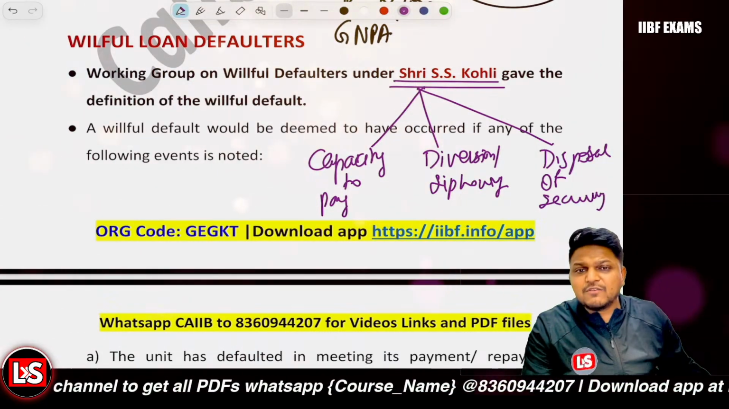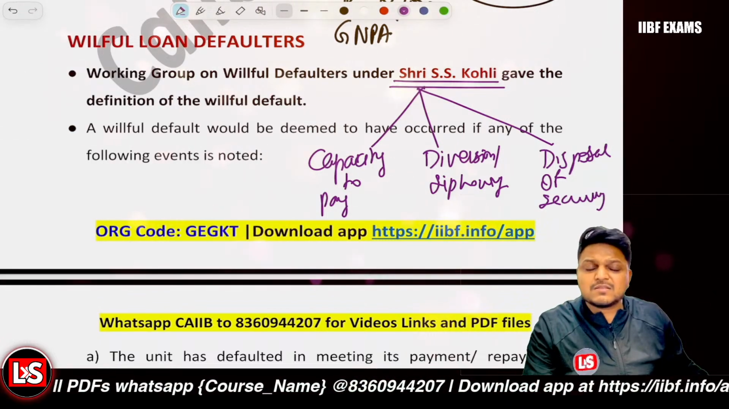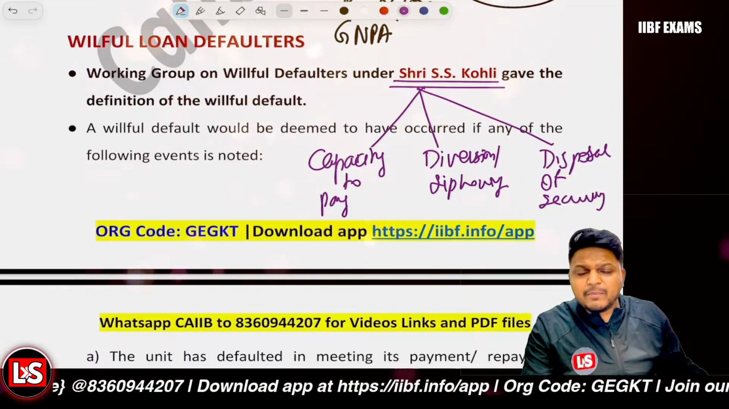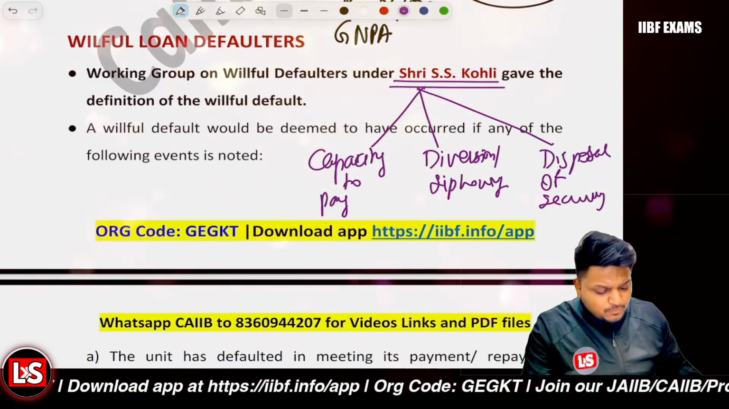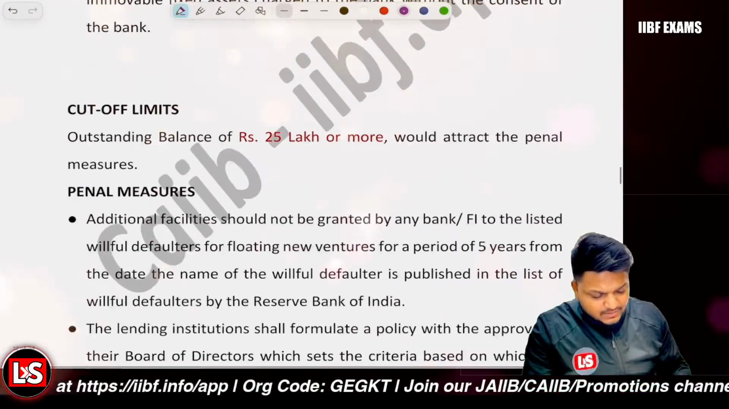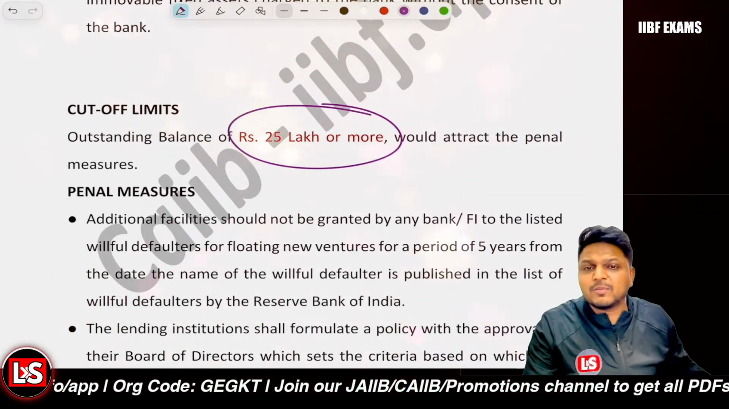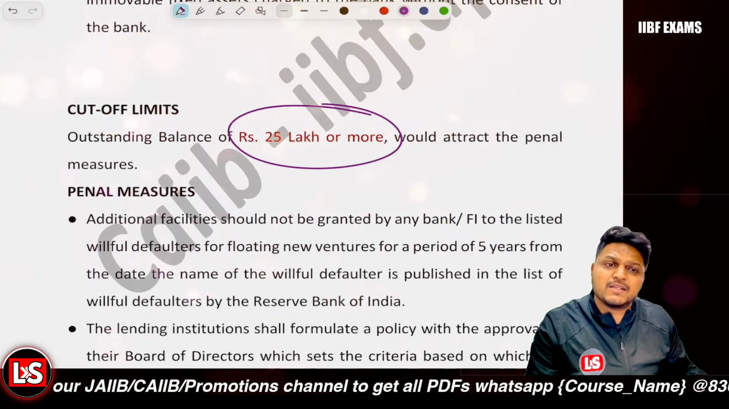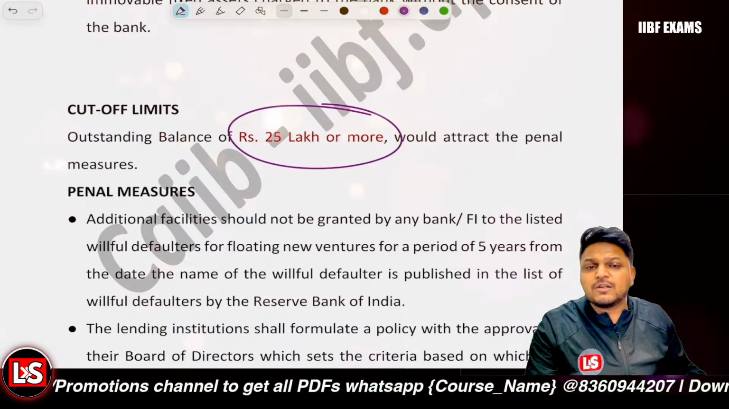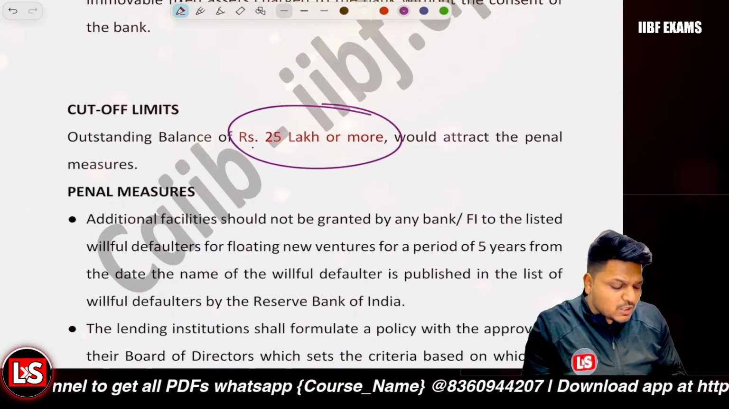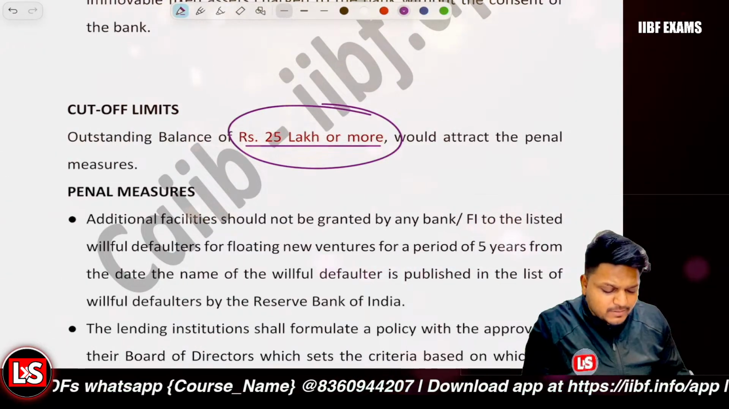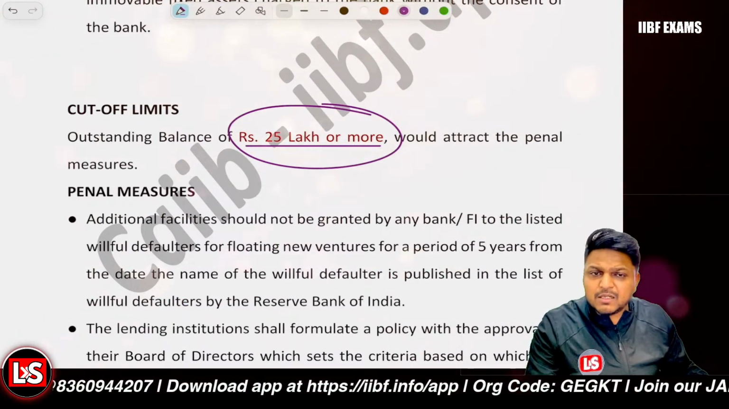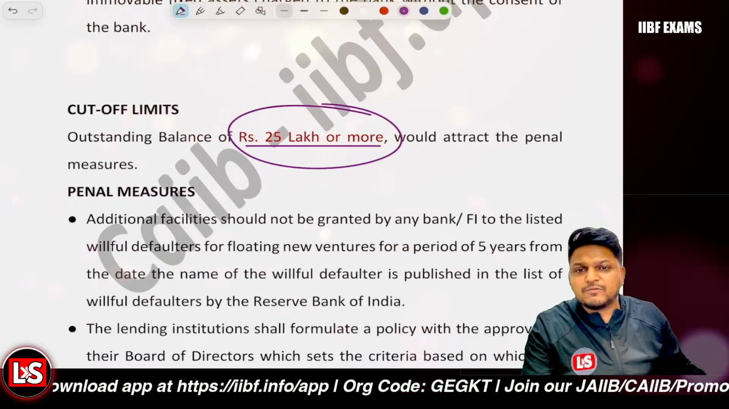So if any of these three things are there, it means there is willful default. And what is the cutoff limit for the willful default? It is 25 lakh rupees. Only accounts with an outstanding balance of 25 lakh rupees and above are considered for the willful defaulter classification and the penal action. For accounts where the balance is below 25 lakh rupees, the penal measures won't be applicable. Those would only be applicable when the loan amount is 25 lakh or above.